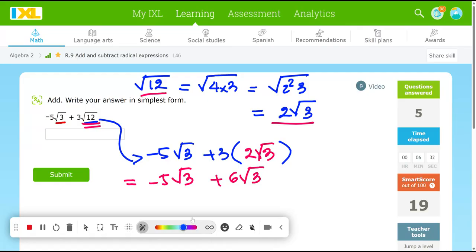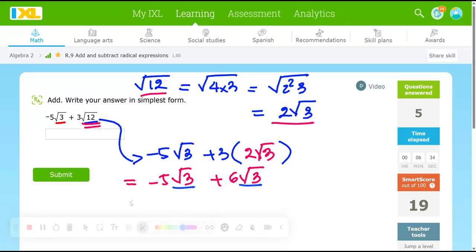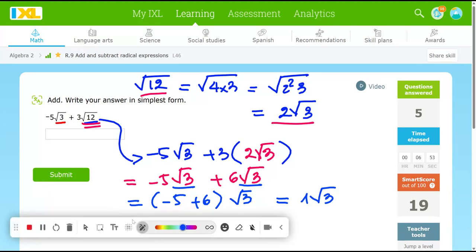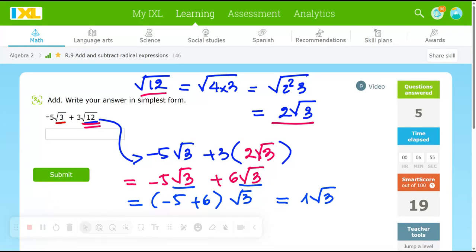So now you can see they have the same square root of 3, so now you can combine. Negative 5 plus 6, and then square root of 3. Negative 5 plus 6, that's 1 square root of 3. So I put 1 square root of 3, or I can just put square root of 3. It's up to you. And then I'm done. Voila.